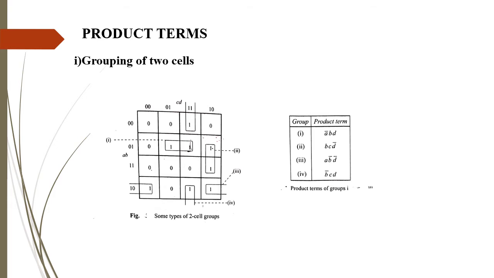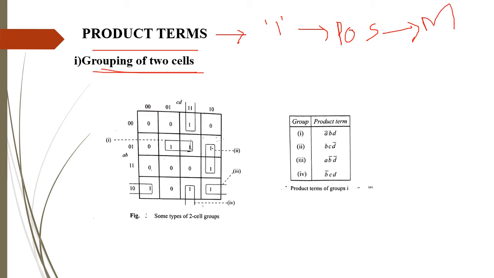So next comes the product term. Product terms in this means the output will be evaluated to 1. So that is nothing but POS, or the maxterms. Okay, so here you can see, as I said, you can group 2 cells, you can group 4 cells, you can group 8 cells.